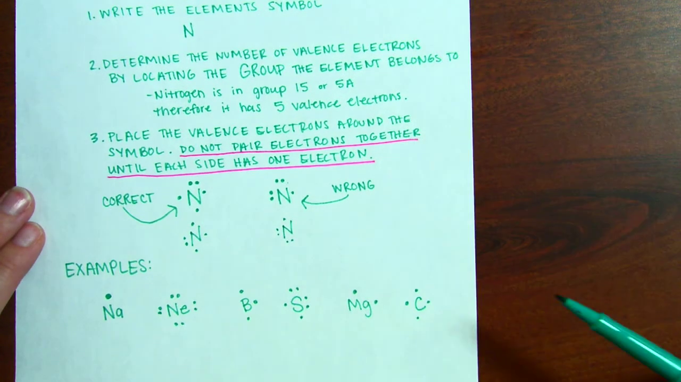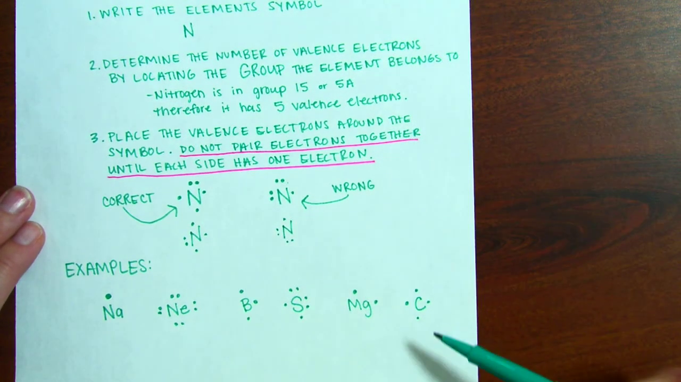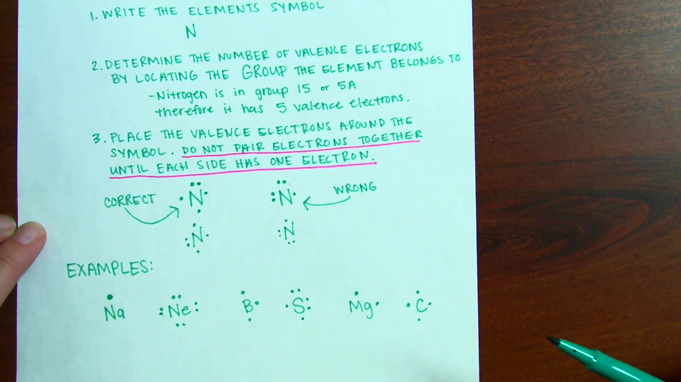Our purpose here is to be able to look at a Lewis dot diagram and interpret it. This is a Lewis dot diagram for sodium. Based on this Lewis dot diagram, I can infer that sodium has 1 valence electron and it is located in group 1 or 1A. Neon has 8 valence electrons, so it is located in group 18 or 8A.